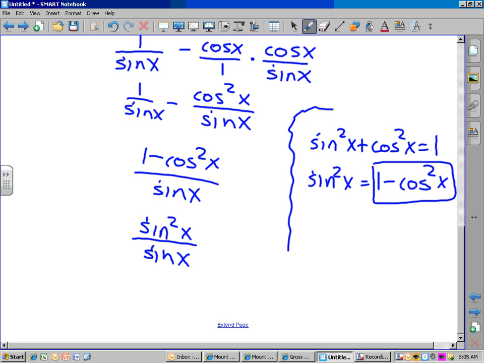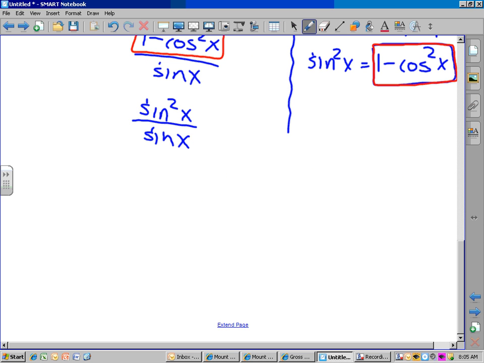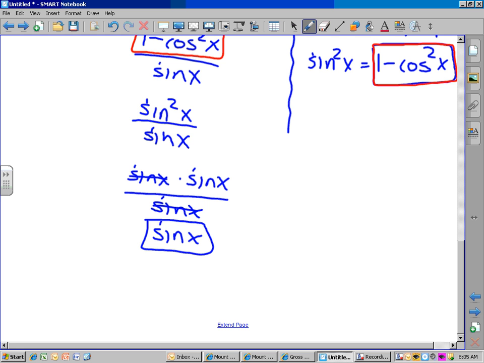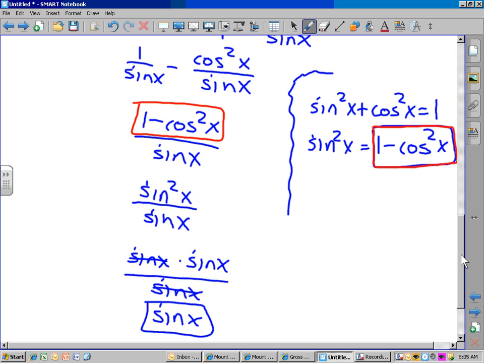You follow me there? Maybe color will help. That is that. So I can make that substitution. I replace it with a sine squared. And again, I have sine squared over sine. We can write it out if we need to see it: sine of x times sine of x all over sine of x. We get a simple sine of x. Any questions?